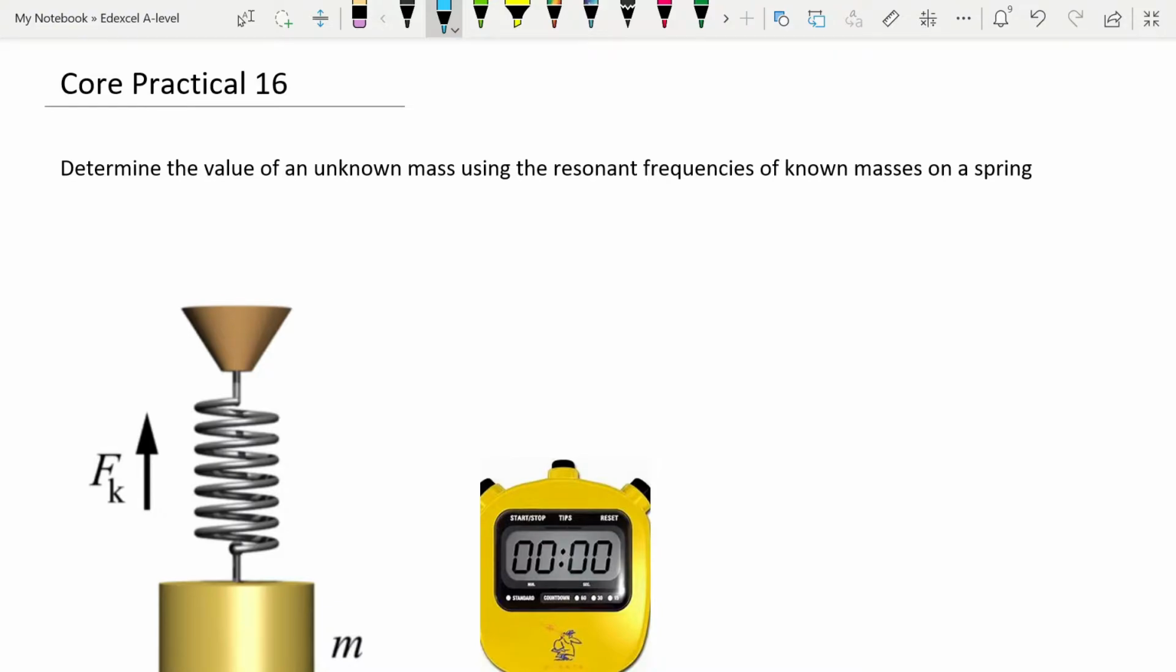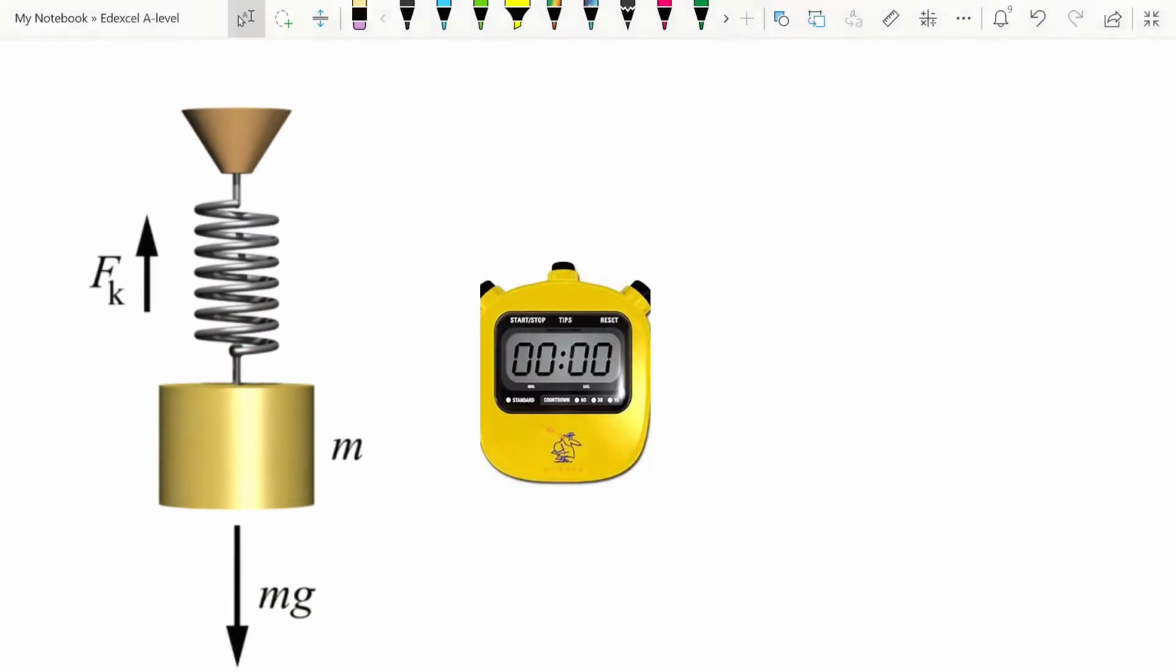So it's refreshingly straightforward. What you're doing is adding a range of masses onto the end of a spring, setting the spring in oscillation, and then timing those oscillations. What you're trying to figure out is the relationship between the time period of the oscillation and the mass, with the eventual view to using the time period to determine an unknown mass.